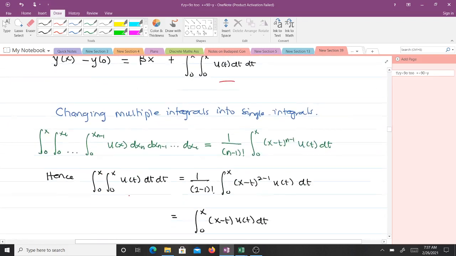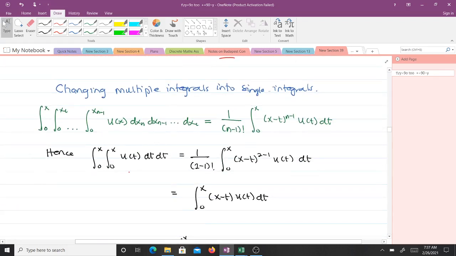But we have a relation for changing multiple integrals to single integrals. And that relation is given by this. Using that relation, we have our double integral here. That means our n is 2. So we have 1 over (2 minus 1) factorial, the integral from 0 to x of (x minus t) to the power 2 minus 1, u of t dt. And simplifying this further gives us this. So that means this double integral has been changed to this single integral.